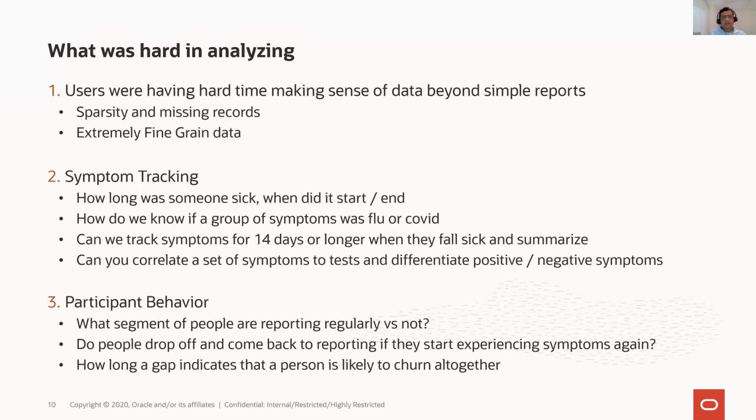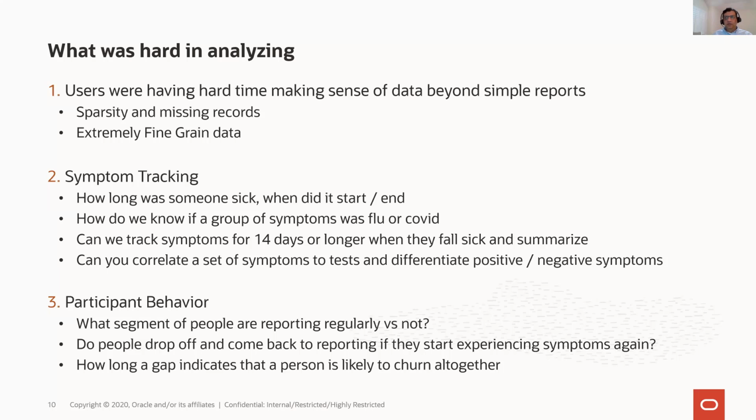How do we know that a group of symptoms was flu or COVID or just diarrhea, or somebody fell sick and had body ache for a few days? Then there were some CDC reporting requirements, like can you track symptoms for 14 days or longer when somebody is sick and summarize it? And that was a little tricky as well.